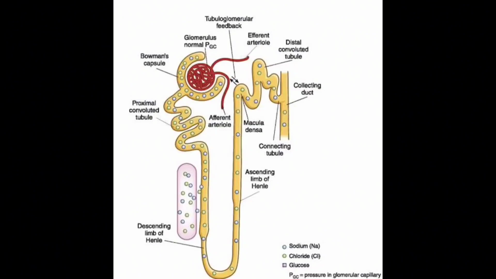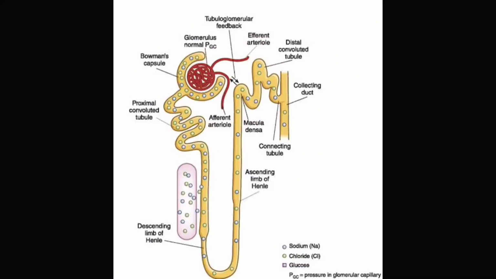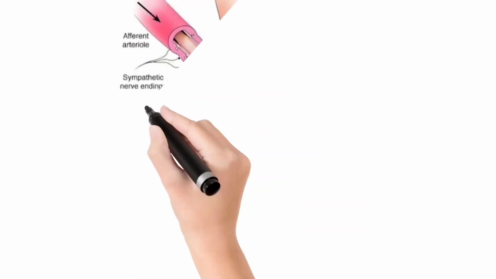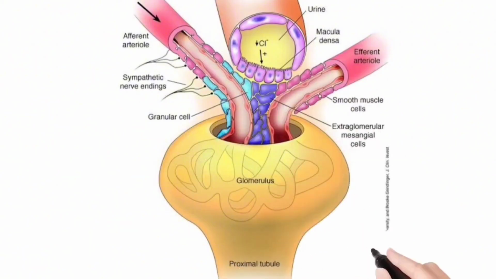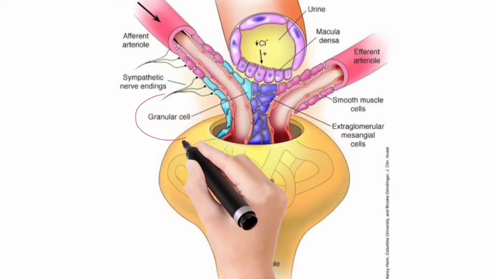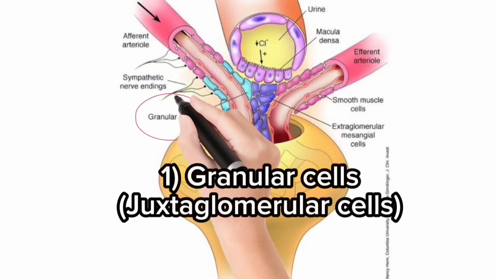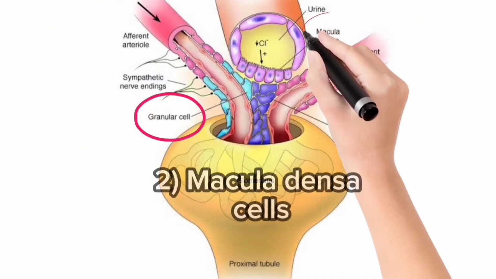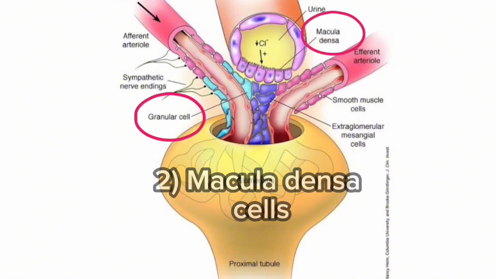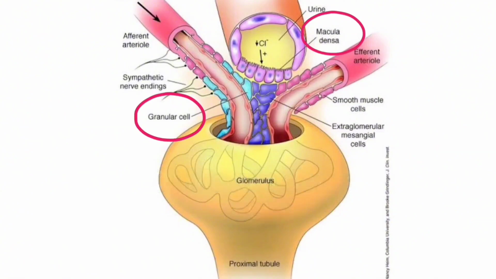Let's look at the nephron structure in real anatomy. The distal convoluted tubule comes back near the afferent and efferent arteriole, close to the glomerulus. In this area, the juxtaglomerular apparatus is formed. Now let's break down the three types of cells in the juxtaglomerular apparatus. First, the juxtaglomerular cells or the granular cells, found in the afferent arterioles, and these cells release renin. Second, the macula densa cells, found in the distal convoluted tubules. They sense the sodium levels and send signals.